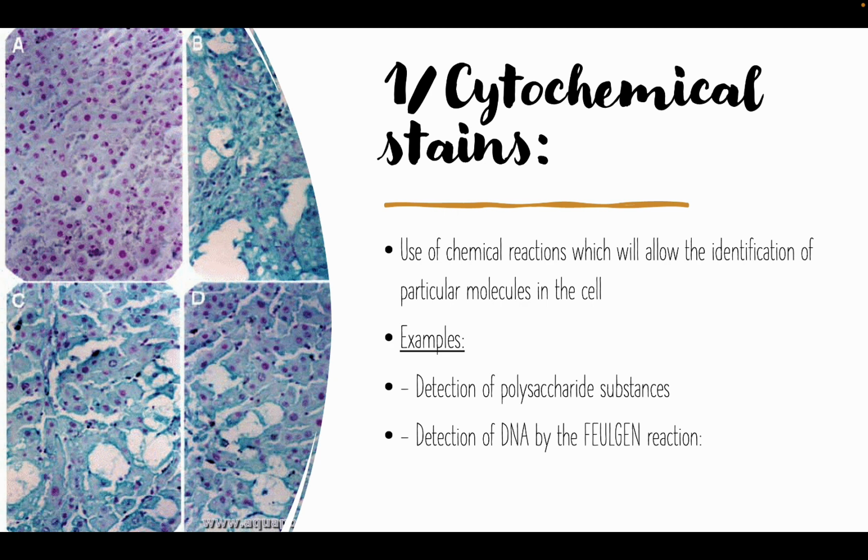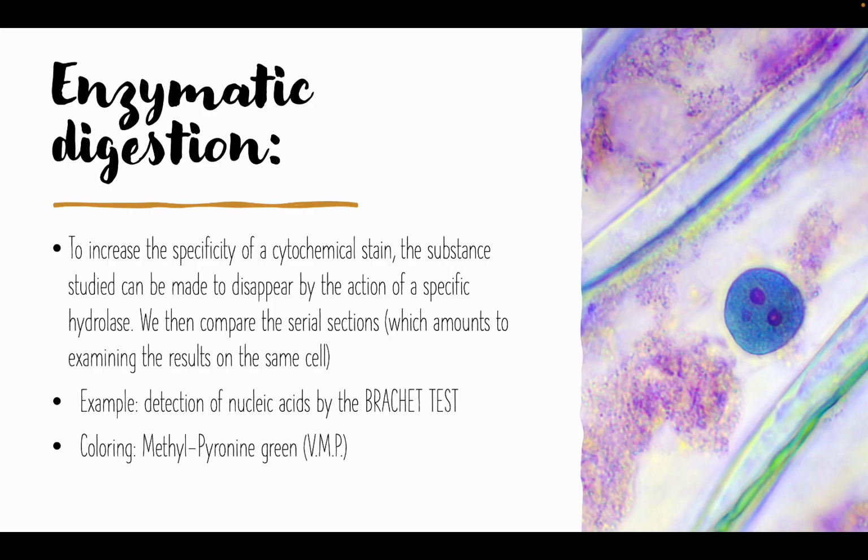As an example, I mentioned some examples here, like the detection of polysaccharide substances. Polysaccharide is a substance in a cell, in the nucleus. Detection of DNA by the Feulgen reaction. It's a reaction, it's the same, because when we color a cell, the substance makes some chemical reactions with the color, and it takes the color and it's colored. Let's move on to the enzymatic digestion.